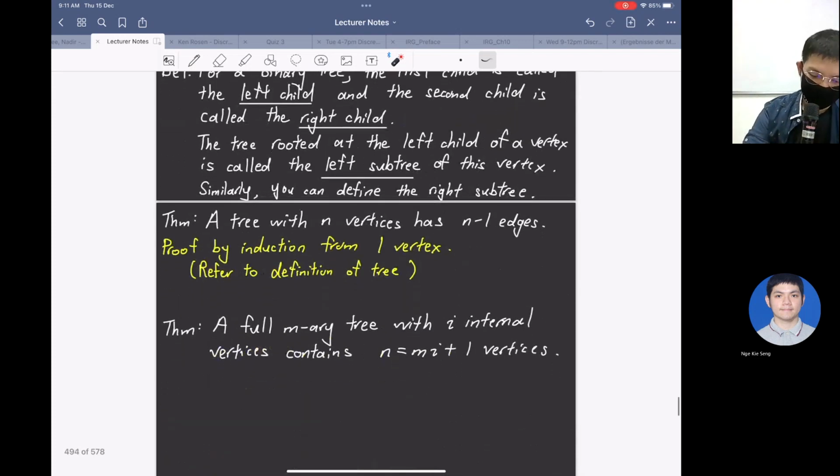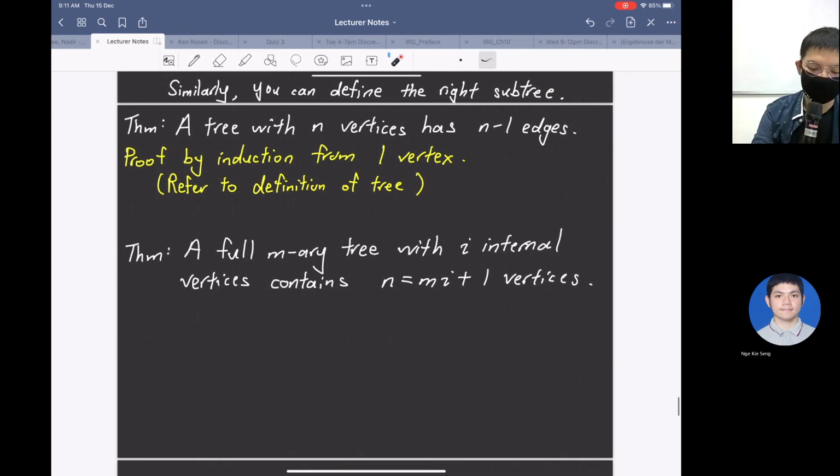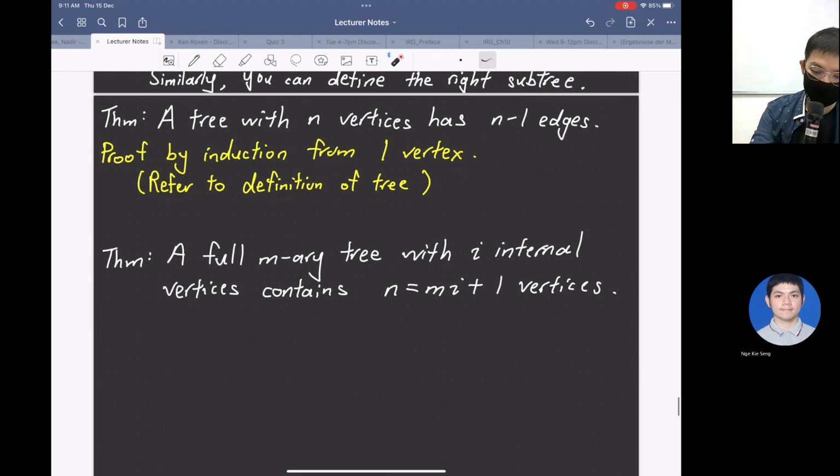Next, a tree with n vertexes has n minus 1 edges. This is a theorem, and you can prove it by induction. When n equals 1, how many edges is the tree supposed to have? 0. Can you have 1 edge? Why not? If you have 1 edge, you have to have a loop, which is a simple circuit. So you cannot have this case. So you need to have 1 vertex.